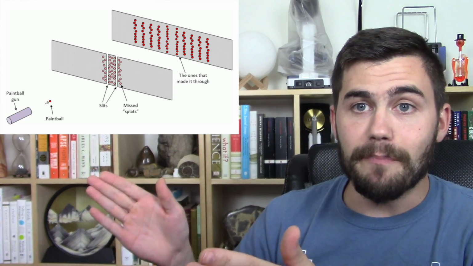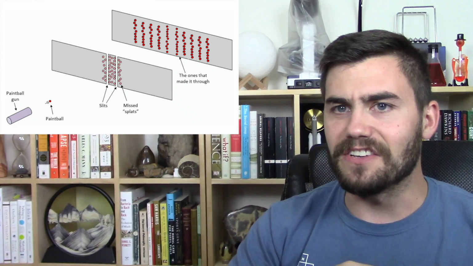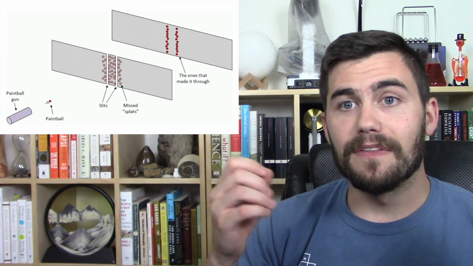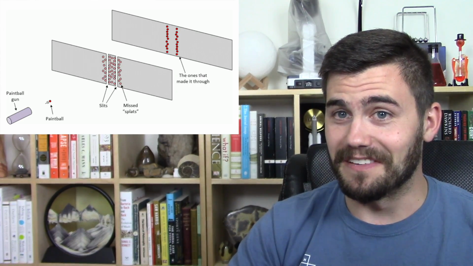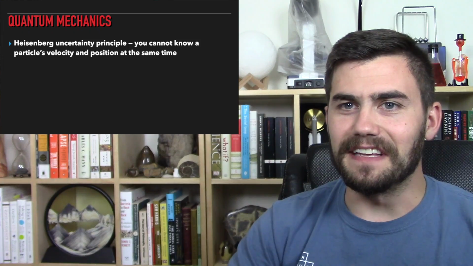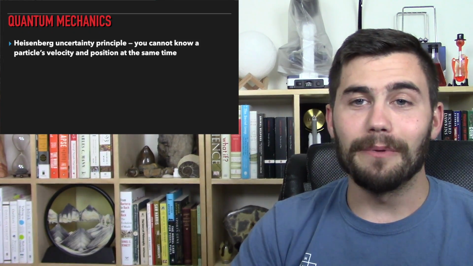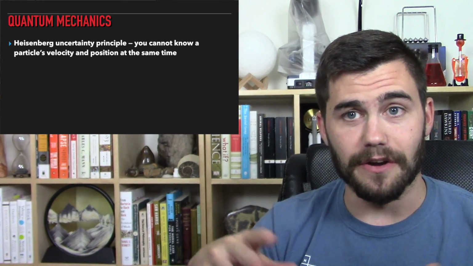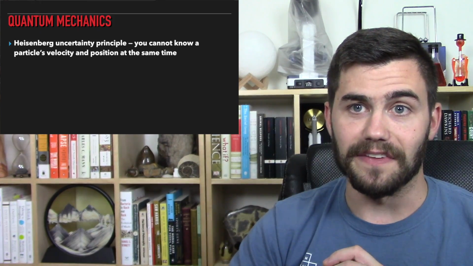And we get the wave pattern because that's how waves are. They just create this sort of pattern. When you try to look, then it no longer behaves that way. Really bizarre. So this leads us to what's called the Heisenberg uncertainty principle, which just tells us that you cannot know a particle like an electron or a photon. You can't know their velocity and their position at the same time.